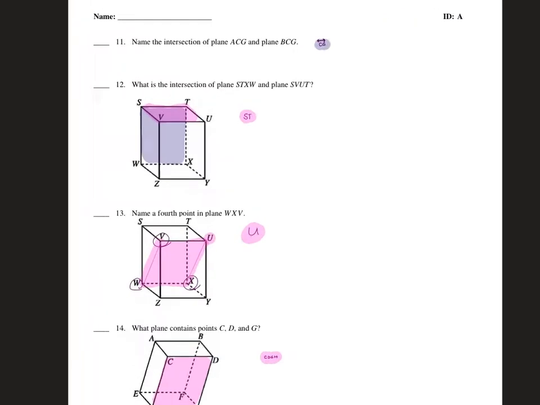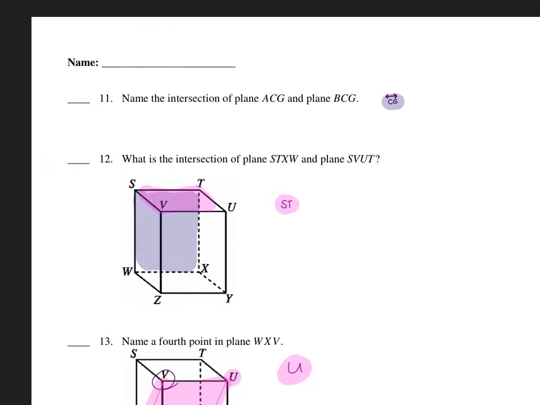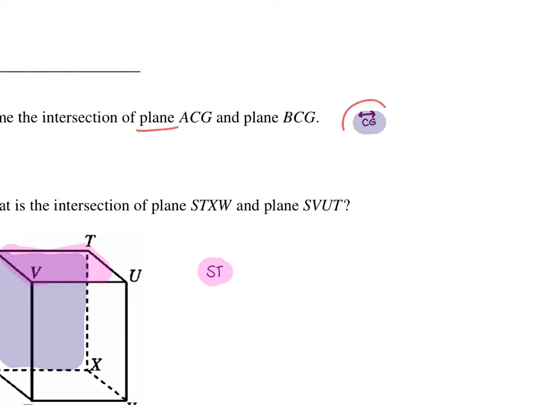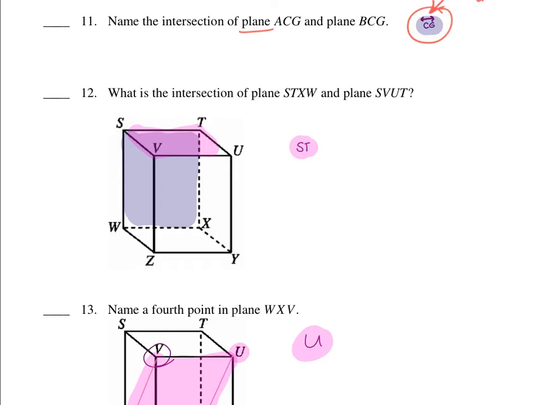Okay, 11, name the intersection of plane ACG and plane BCG. So it's kind of hard because there's no diagram there and you don't really know what that 4th point is. But if you have overlapping points like C and G, that's obviously where those would intersect. And then remember that the intersection of two planes has to be a line. Yep. Because they intersect, right? It's the top side and actually this should be line ST.